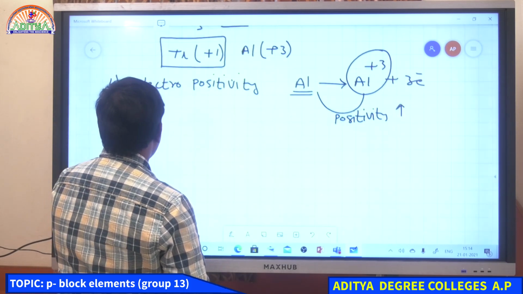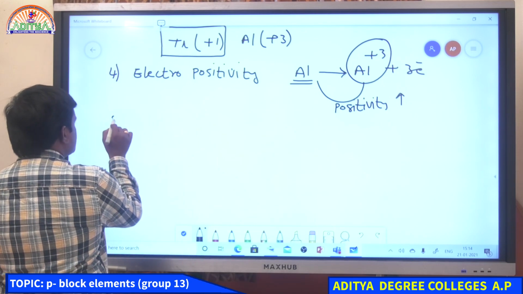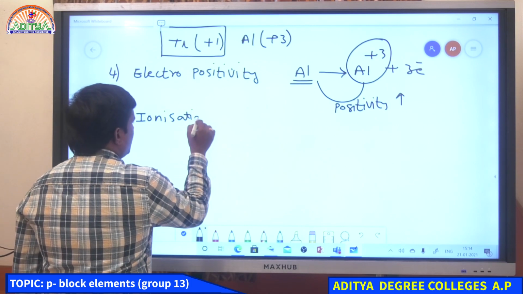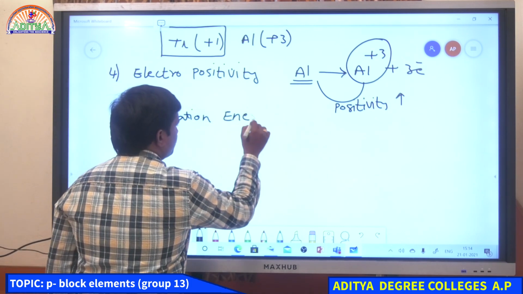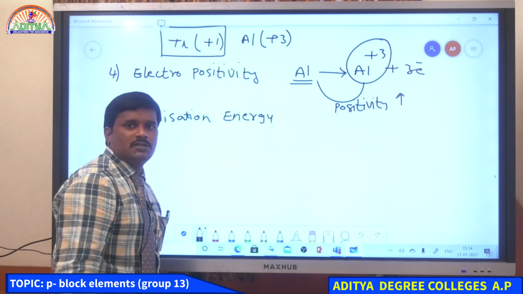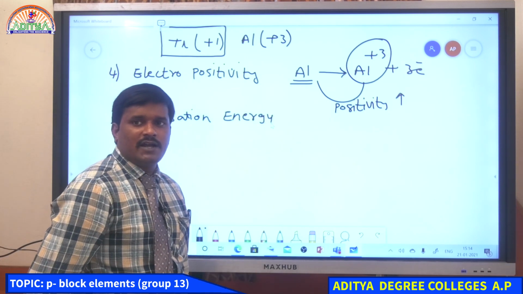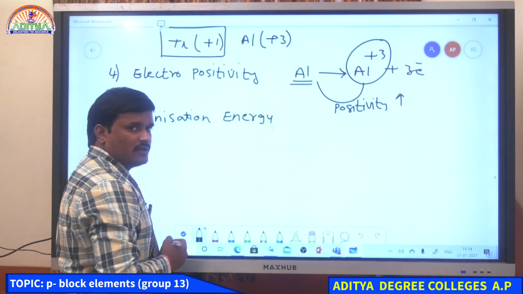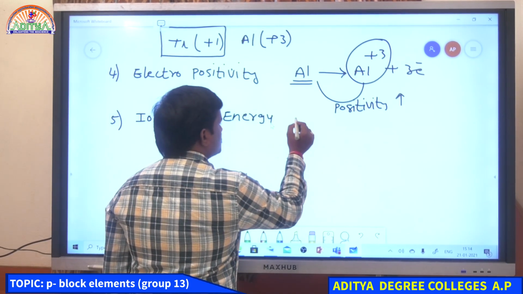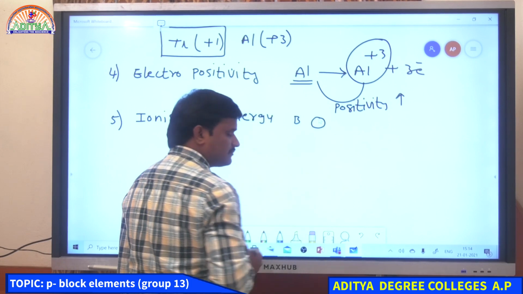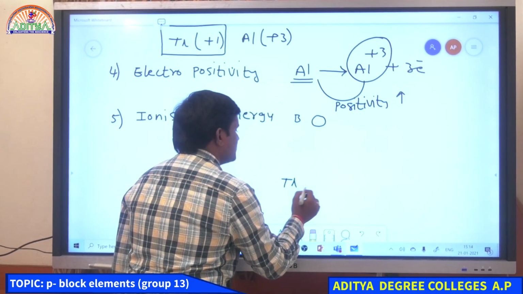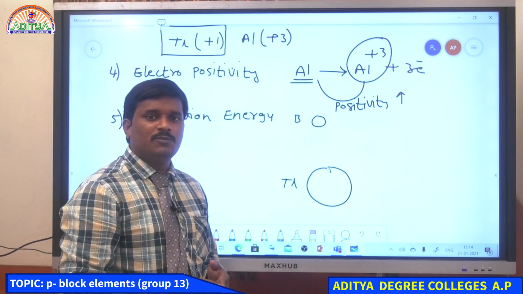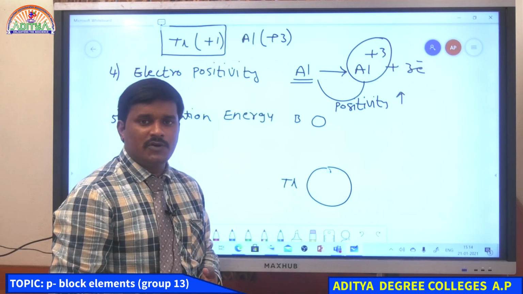And the next one is ionization energy. What is ionization energy? The amount of energy required to remove one electron is known as ionization energy. In the 13th group elements, the first element, boron, has a very small size, whereas the last element, thallium, has a very large size.